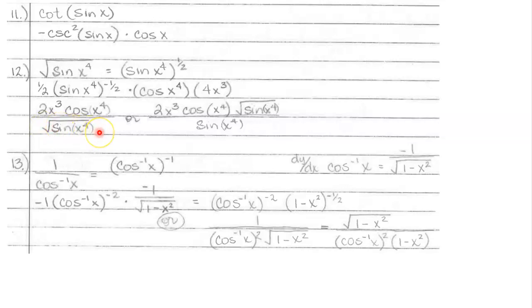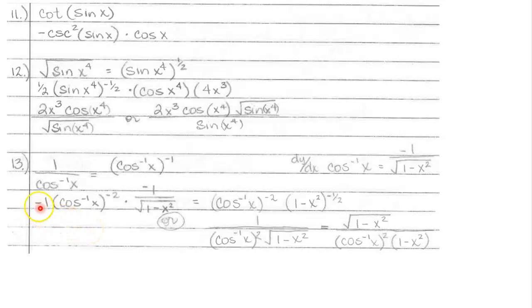If they didn't want me to leave a radical in my denominator and I had to rationalize it, then I could multiply top and bottom by the square root of sine x to the fourth. If I did that, you can see I end up with a square root of sine x to the fourth in the top, and down here in the bottom, that radical is gone. So again, you can leave it written with fractions as exponents. You can rewrite it as radicals, and if they make us rationalize it, we could do that as well. All right, then look at number 13.